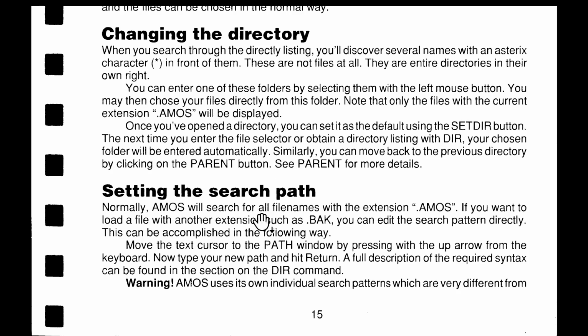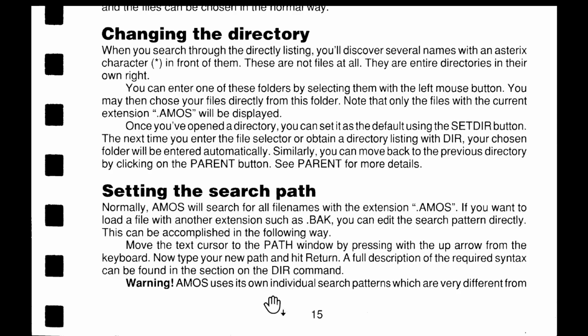Setting the search path. Normally, AMOS will search for all file names with the extension .amos. If you want to load a file with another extension such as .bok, you can edit the search pattern directly. This can be accomplished in the following way. Move the text cursor to the path window by pressing the up arrow from the keyboard. Now type your new path and hit return. A full description of the required syntax can be found in the section on the dir command.